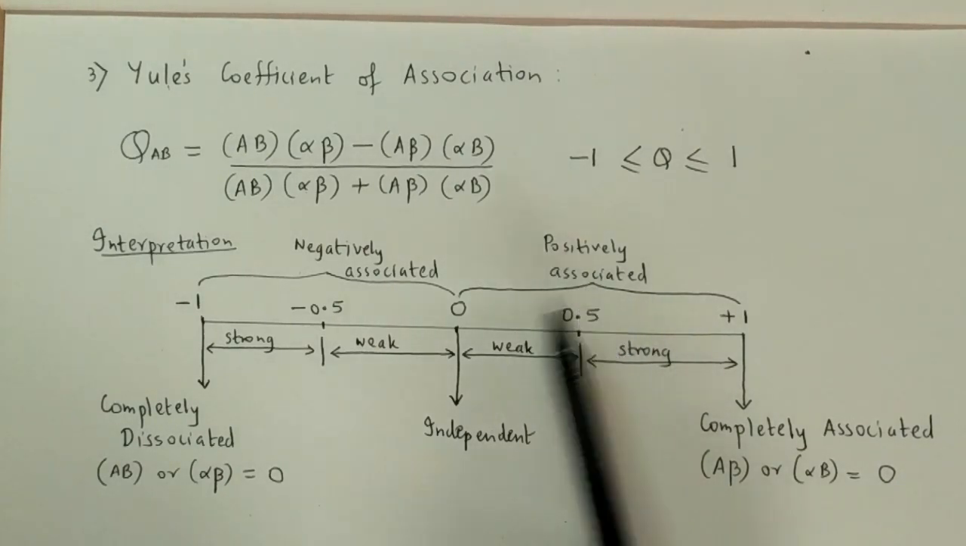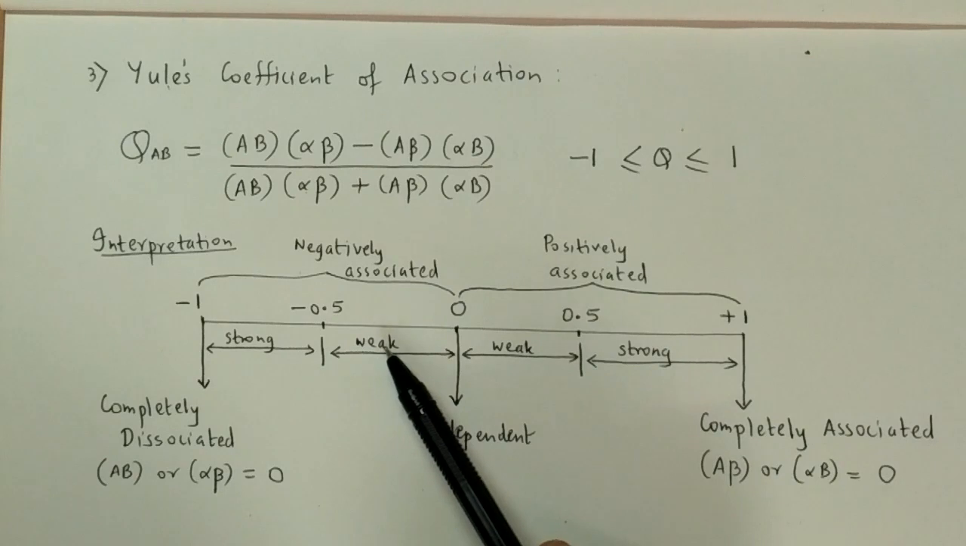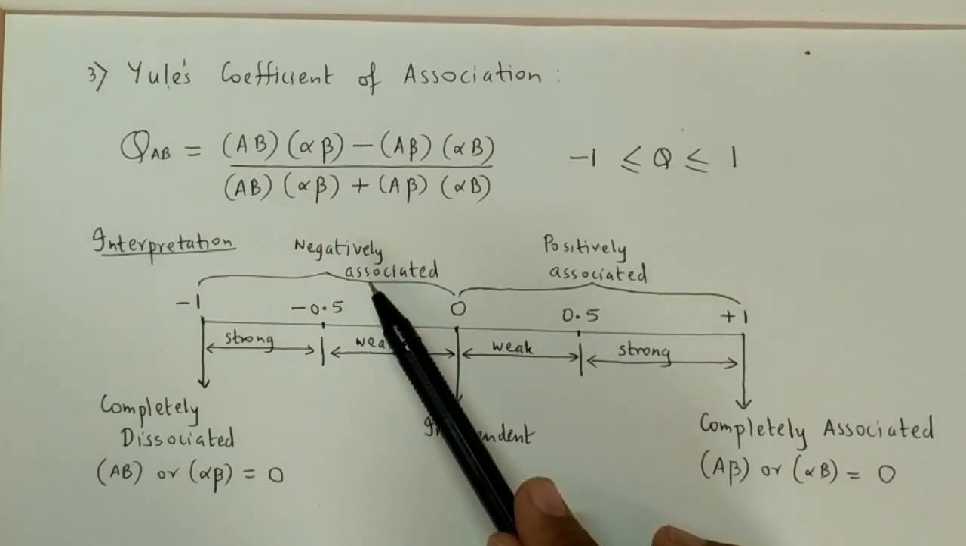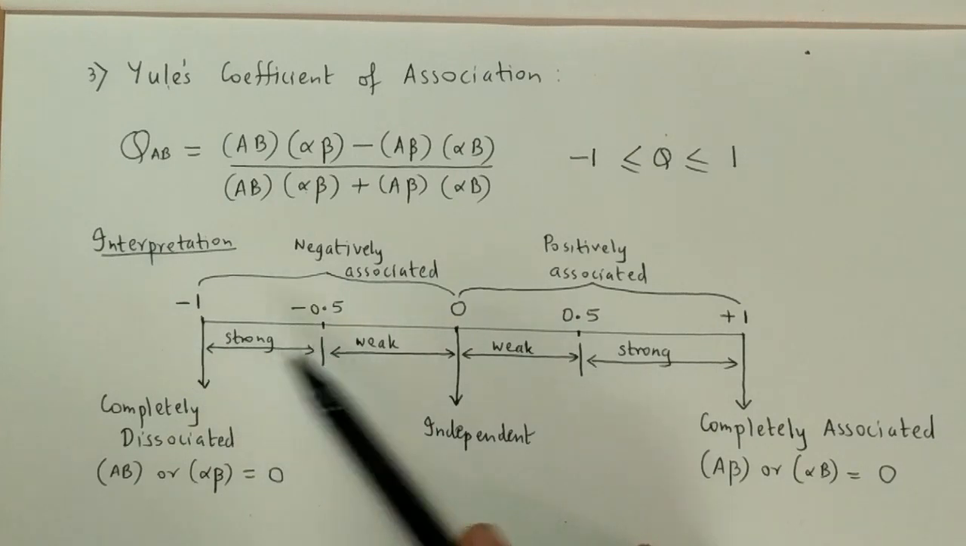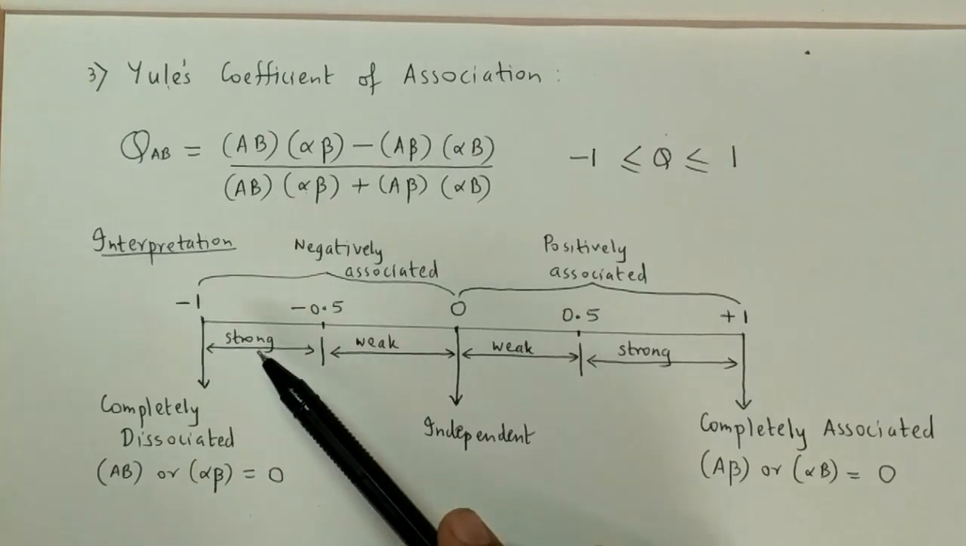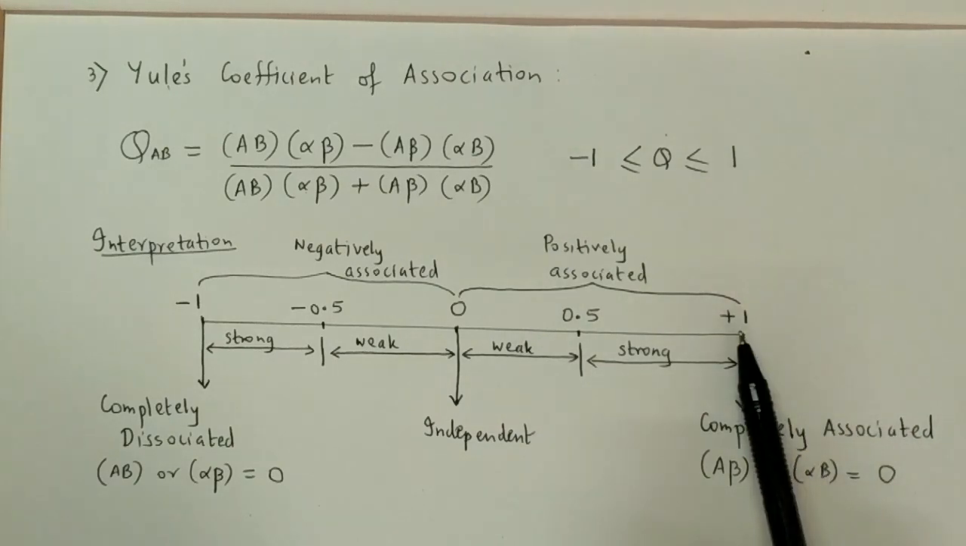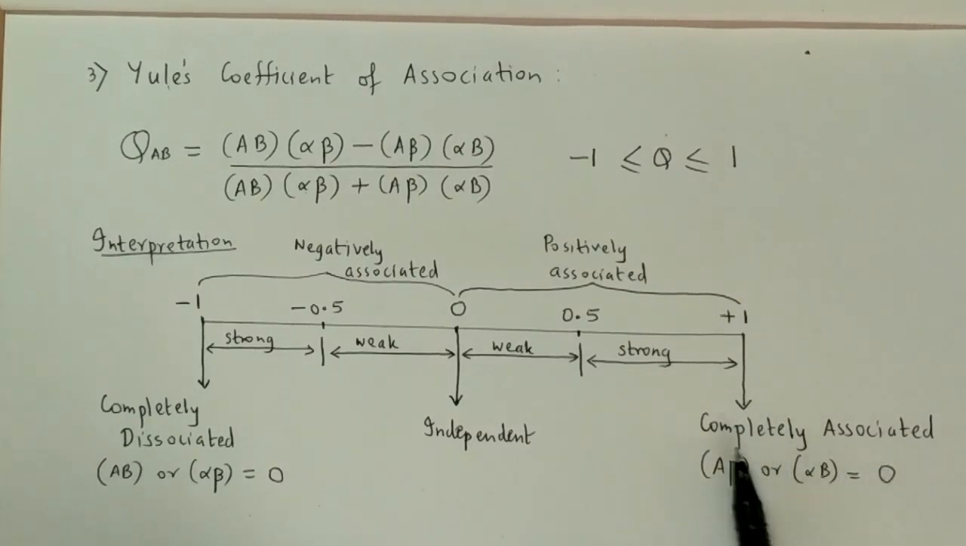And if the value lies beyond 0.5 and up to 1, then we say the association is a strong positive association. वैसे ही अगर आंसर 0 and -0.5, if it lies in this range, then it is a weak negative association. And if the value lies in the range that is beyond -0.5 and up to -1, then it is a strong negative association. Also, if the answer is exactly 1, completely associated would be the conclusion, then the attributes are said to be completely associated. That is, a beta or alpha b would be equal to 0. Any one of them would be 0.